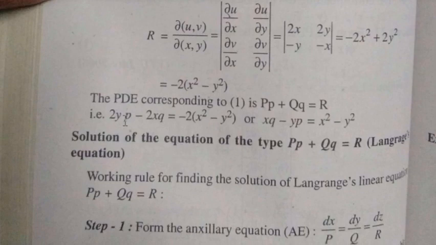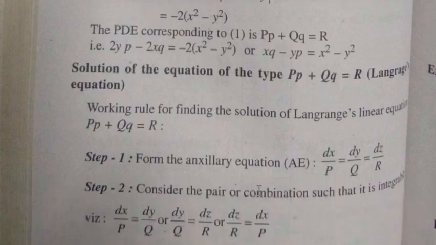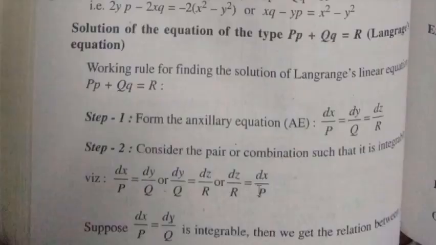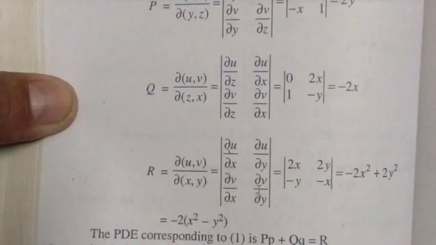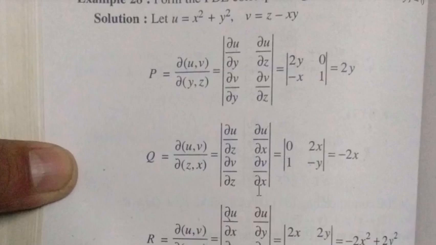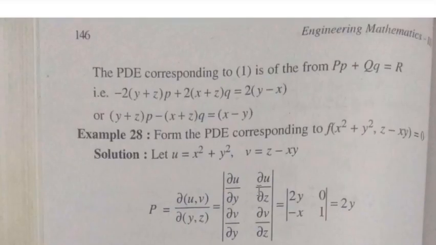Next, after finding all the derivatives, that is the Jacobians P, Q, R, substitute all the values of P, Q, R in the equation Pp + Qq = R, which gives the corresponding partial differential equation. So this is how we find, or how we form, the partial differential equation when the explicit function is not given.